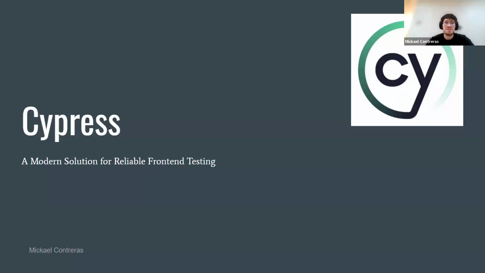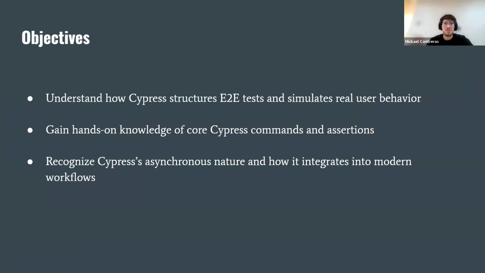So my Tech Talk will be on Cypress, a modern solution for reliable front-end testing. We have a couple objectives for today. We're going to learn how Cypress uses Mocha's describe and it syntax and the global cy object. We're going to get familiar with action commands like click, type, and check, and understand how Cypress uses built-in assertions like should to validate behavior with automatic waiting and retries. Thirdly, we're going to understand how Cypress's asynchronous commands are queued and explore how Cypress fits into the CI/CD pipeline and debugging flows with a focus on stability and performance.